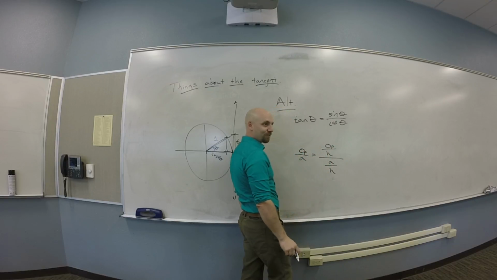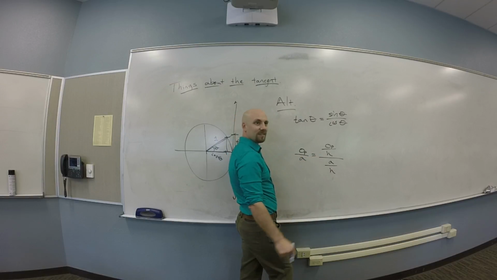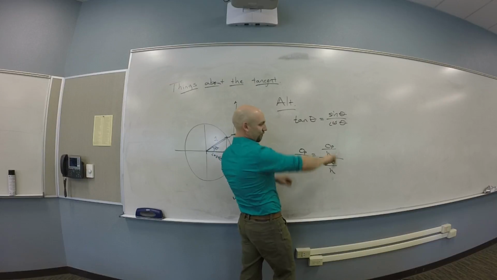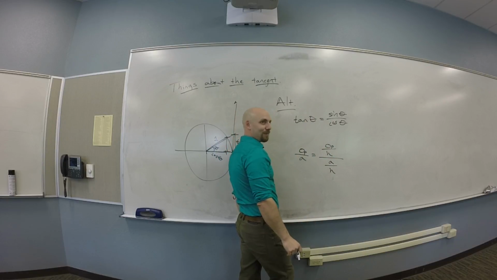Just so I'm not using 0 as a variable, right? And then how do you get this out of that? You just cancel out the hypotenuse. Yeah, you flip, multiply, cancel out the hypotenuse.